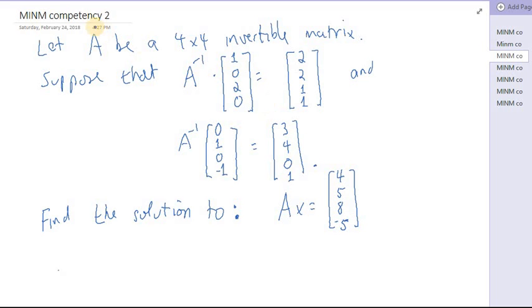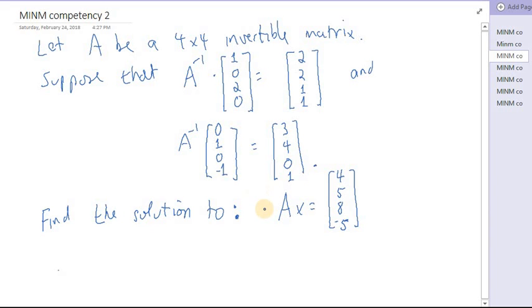Now remember that this pertains to MINM competency 2, so you can take a look at that competency and see how that applies. And you can go ahead and pause the video and see how you want to do it, and then come back and we can do it together. All right, back so soon? Well, let's take a look.